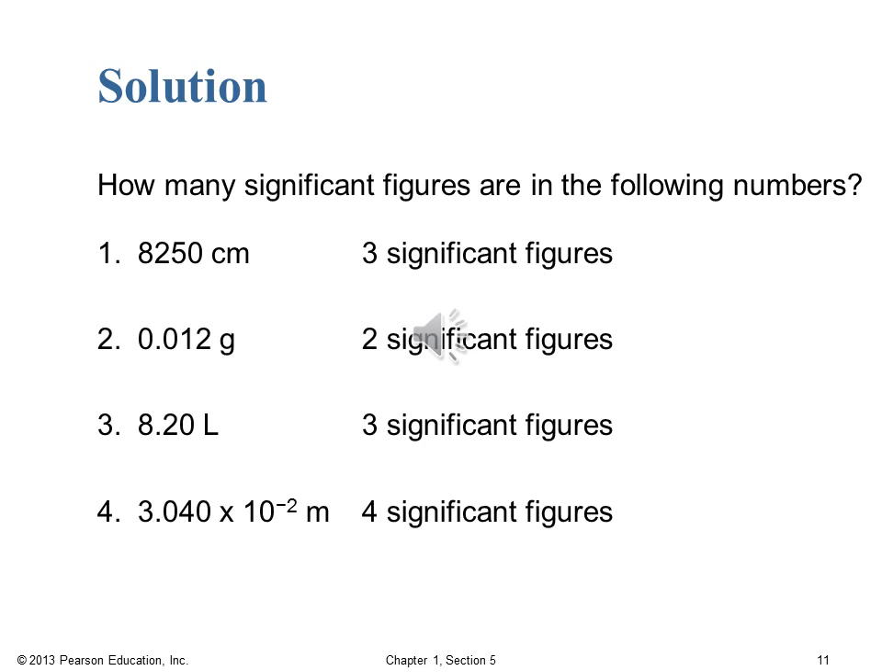And finally, number 4, already in scientific notation, 3.040 times 10 to the minus 2 meters. As we said, anything that's in that coefficient before the times 10 to the minus 2 is a significant figure, and therefore we have 4 significant figures. We have that buried 0 in between the 2 non-zero digits, and then we have that 0 at the end that indicates place value that is significant.